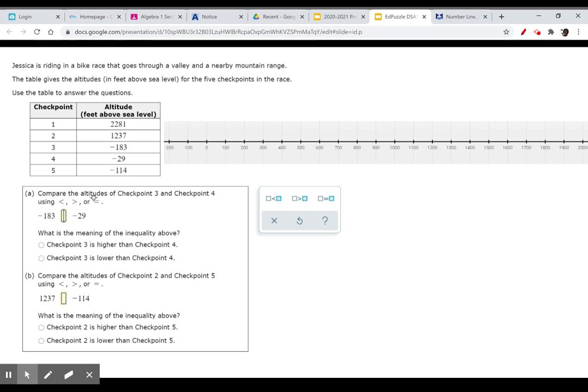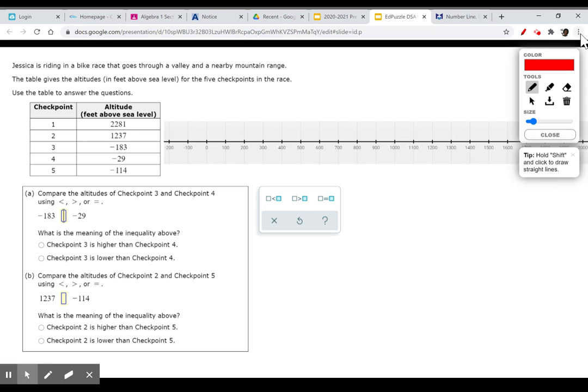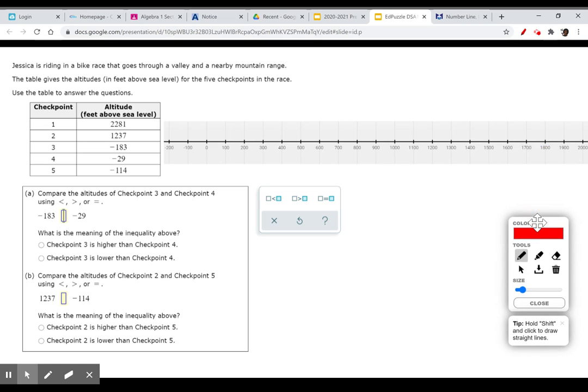Compare the altitudes of checkpoint 3 and checkpoint 4. And as you can see, I added this number line. This number line was not already here. I added this as a visual. So that being said, that is a strategy that you can use: get a number line. Google it. Okay, it's that simple. Just look one up.